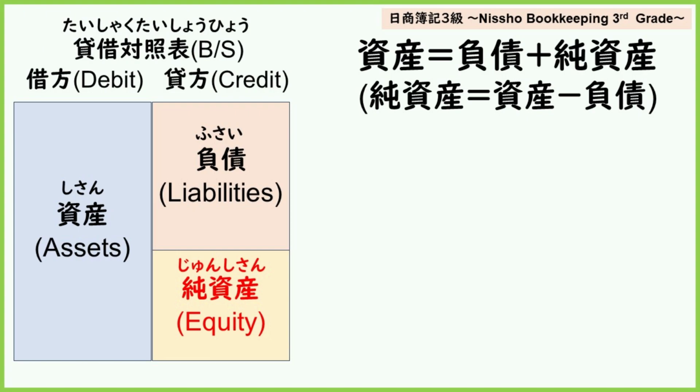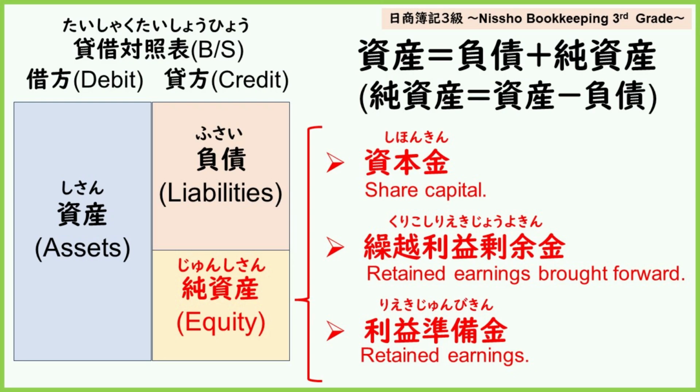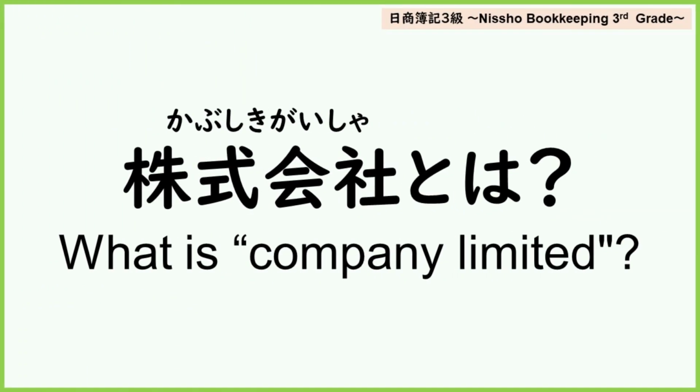In the study of equity in the Nissho Bookkeeping 3rd grade, there are mainly 3 account names: share capital, retained earnings brought forward and retained earnings. Sure, let's first grasp some basic knowledge about Company Limited before delving into learning about equity. The first content. What is Company Limited?